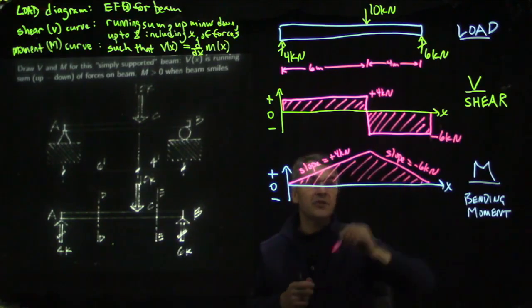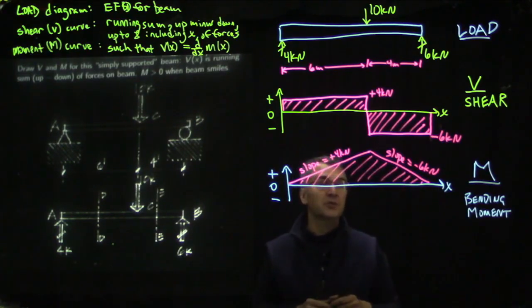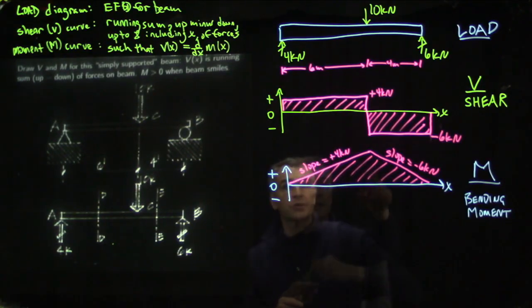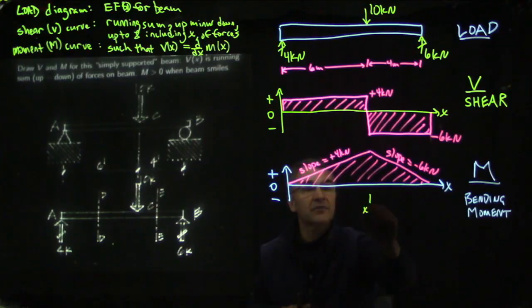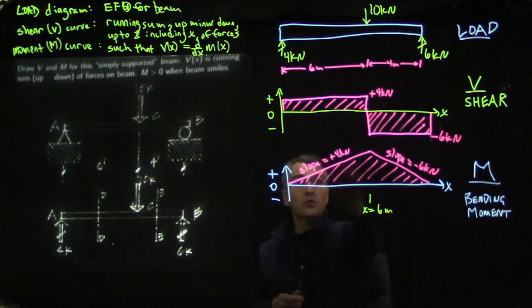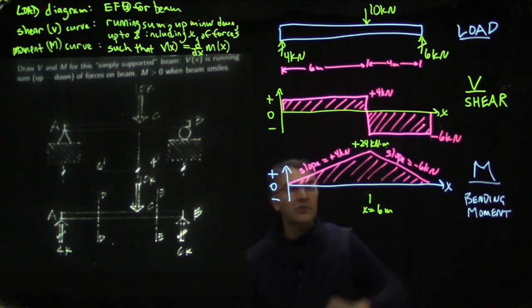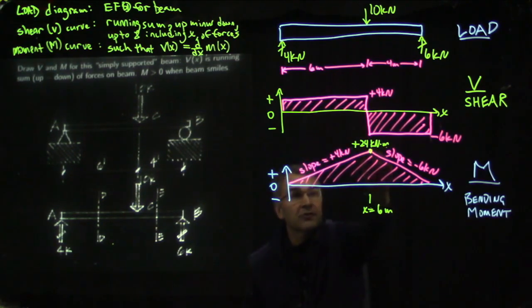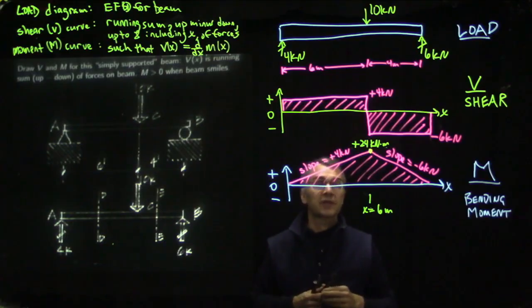And then by convention, you usually indicate the value of largest magnitude of the bending moment, because that will turn out to be related to certain beam design criteria. So what is the largest value here? This happened at x equals 6 meters, so 4 kilonewtons times 6 meters is plus 24 kilonewton meters. So by convention, you mark the largest magnitude bending moment on the diagram so that you know what it is.